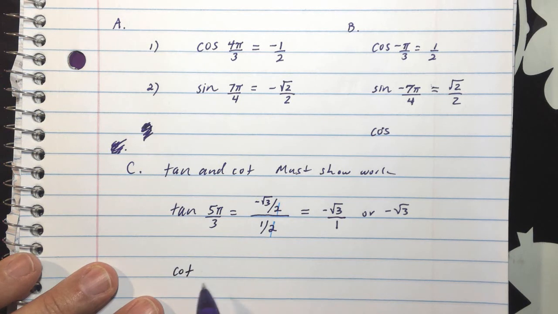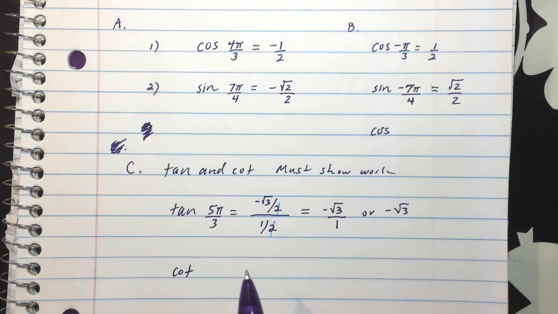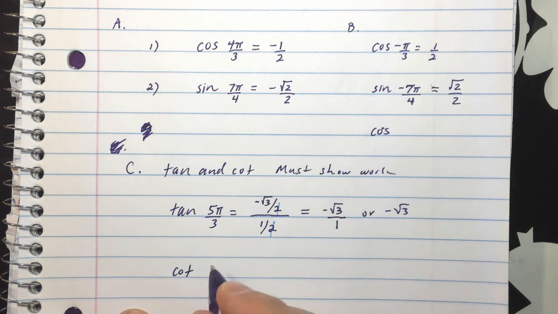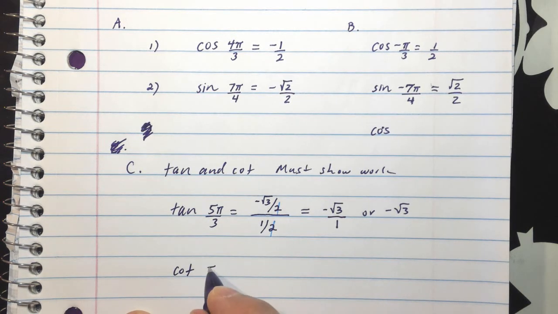Cotangent. I give you one hint, by the way. You cannot divide by 0. So if you end up with a 0 down here, the answer would be undefined. Anyways, cotangent. Let's do the same one. Nope, that would be ridiculous. Let's do 5 pi 6.